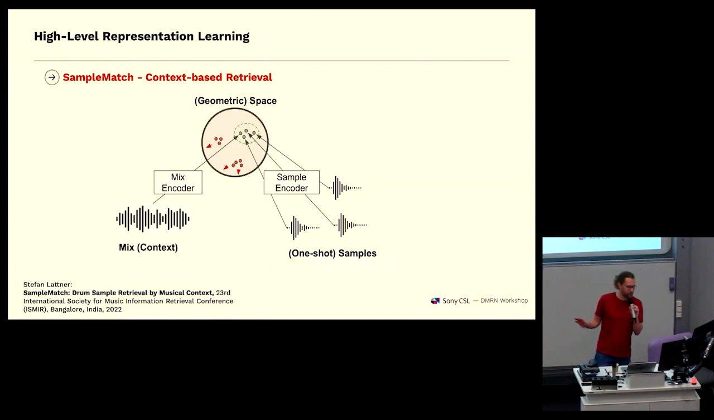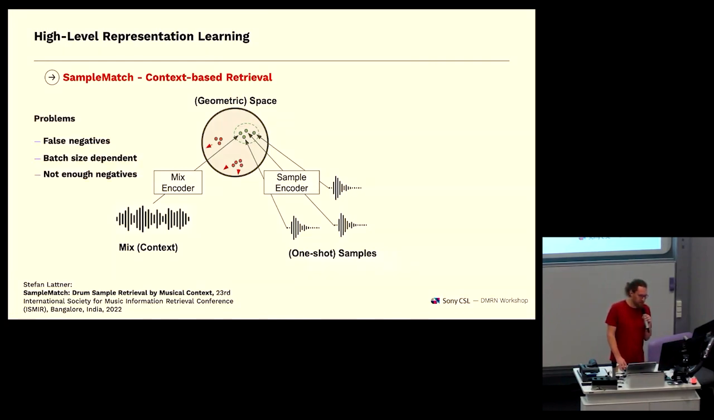And this worked in a very simple way. Simple contrastive learning. We had our mix encoder and the sample encoder, and we knew which samples came from which mix. And so we could just simply train such a geometric space where we try to bring the embeddings of samples and mixes that we know fit together close in space, and we push away all the other samples. And that's generally a very stable way to train a self-supervised learning space.